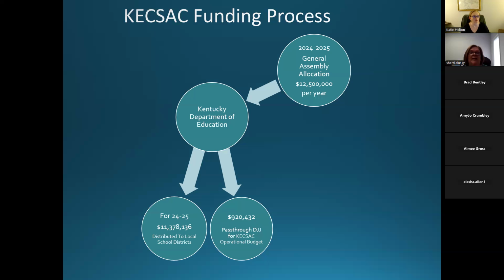Those are money that we had aside to give to you all, some of it, and then the rest of it is just for our operation of having a KECSAC office, and that's 920. That passes through DJJ and then comes to KECSAC. And DJJ also is like KDE. It just passes through those two organizations. They do not take any funds from that.